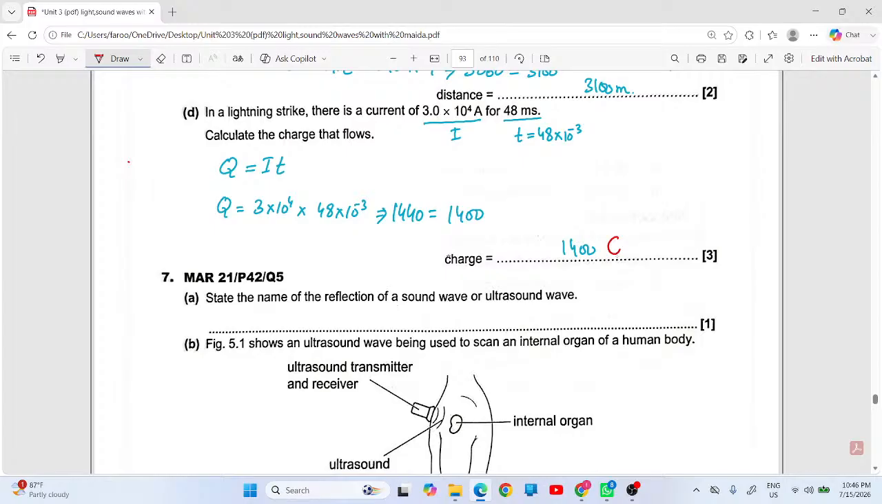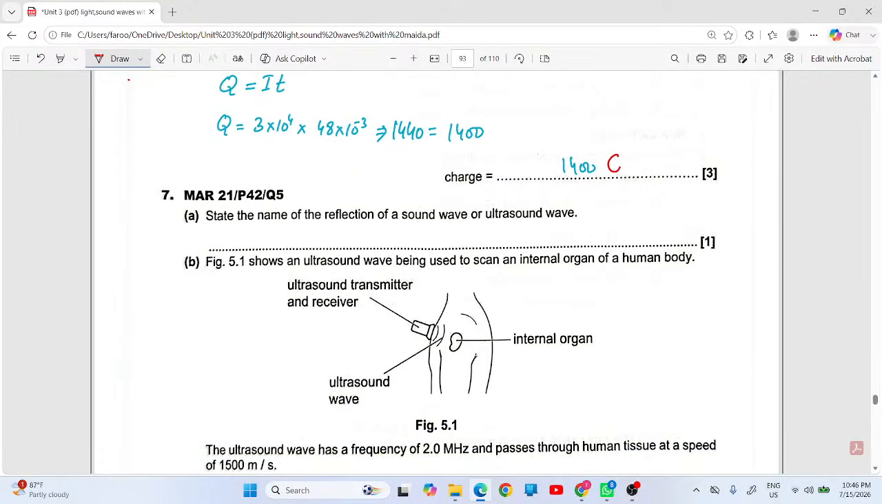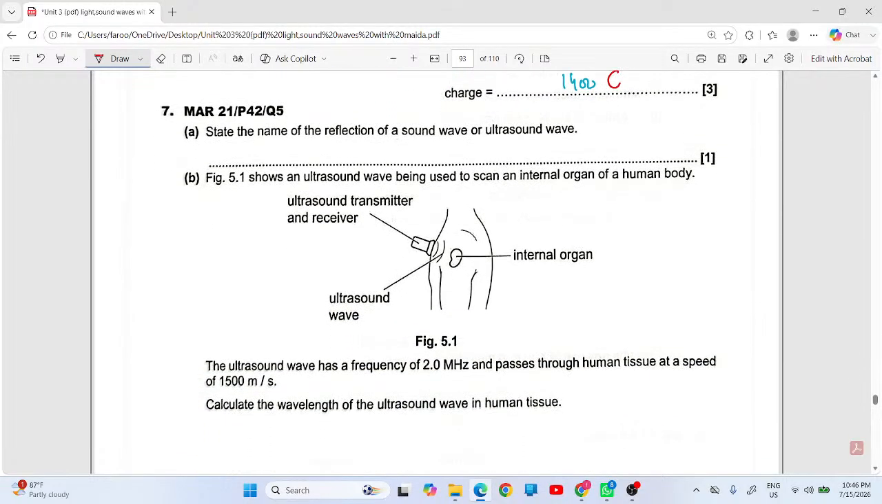Next is: state the name of reflection of sound or ultrasound wave. Important. State the name of reflection of sound wave. मतलब जो sound wave reflect होके आती है, echo. Echo is basically the repetition of sound due to reflection of sound.